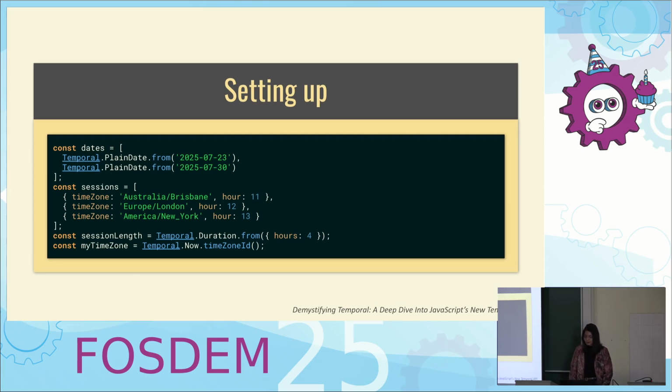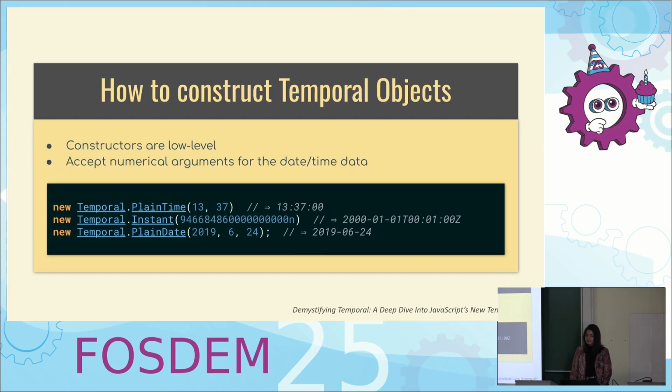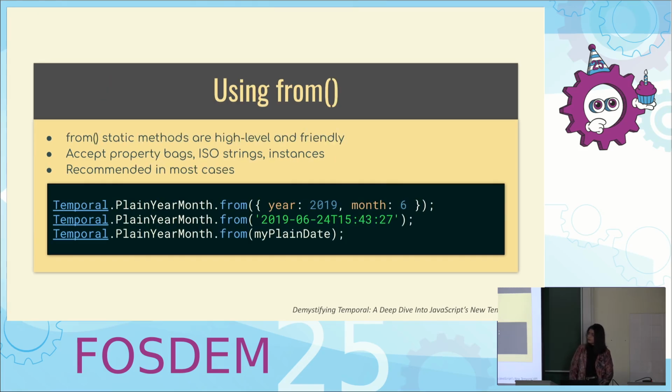So let me talk about the from method first. There are two ways you can construct temporal objects: using constructors and using the from method. Constructors are low level, and they mostly require exact numerical information, so they are not recommended. Using a constructor would be something like this. But you can also use from for high-level cases. They're friendly. They accept property bags, ISO strings, instances, etc., and they're recommended in most cases. And this is how you would use the from method.